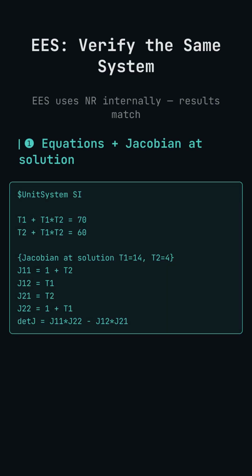EES solves the same two equations with its own Newton-Raphson and numerical Jacobian. Writing the equations implicitly gives T1 equals 14 and T2 equals 4, matching the Python output exactly. The Jacobian block shows the analytical entries at the solution for comparison.